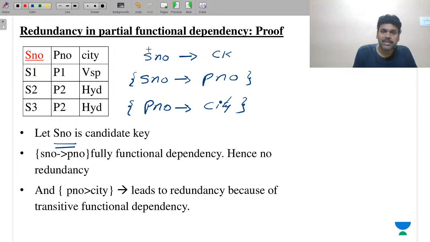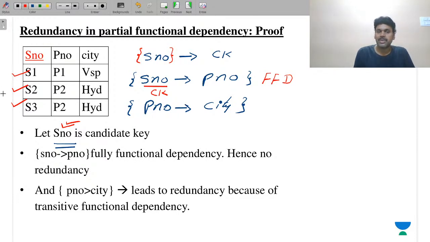So what is the meaning of that, friends? S number, I said it is a candidate key. Already mentioned, let S number be a candidate key. As this is a candidate key, it's no doubt fully functional dependency. Therefore, you never get any duplicates in SNO. You can also witness, even if you try to enter S1, S2, S3 once again, it will give you an error. So we don't have the concept of redundancy in that.